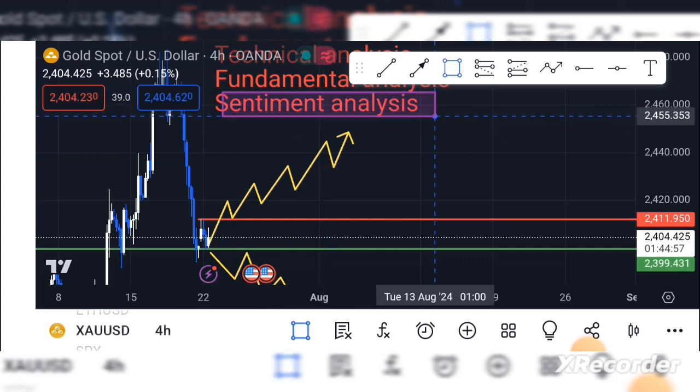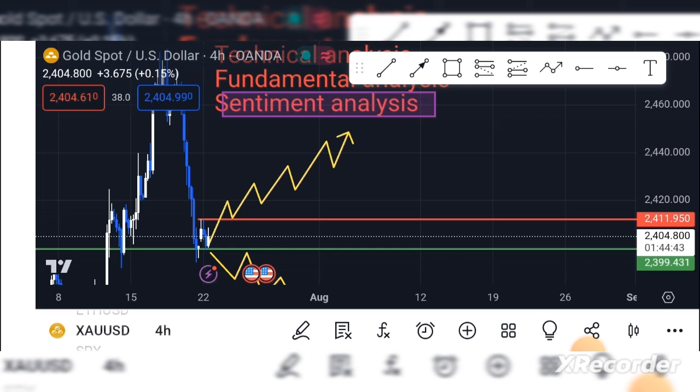Now I'm moving to sentimental analysis. What is sentiment? Sentiment is the perspective, and perspective is different. Everyone sees things in a different way. Then we only have two types of trader, so let's use our brain to check this: the buyers and the sellers. What are the buyers waiting for? What are the sellers waiting for?